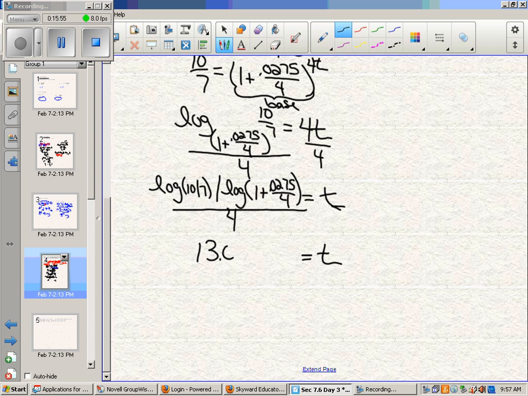Absolutely. And time for interest problems is always measured in years. 13.015. Did you put parentheses in just like I put parentheses in? There's an issue. You good now? Okay.